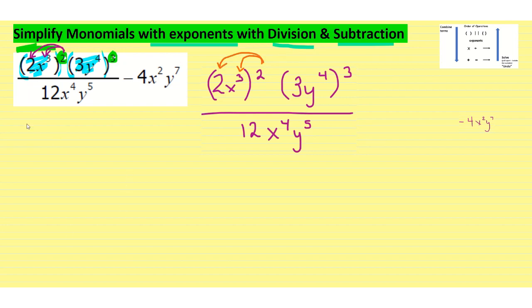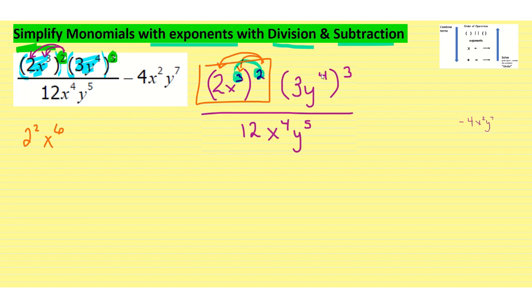So that means I'm actually going to rewrite that over here. I'm going to say 2 squared, and then when we have an exponent outside the parentheses, I'm going to multiply it times any powers inside the parentheses. So that means that I'm going to have x to the 3 times 2. So 3 times 2 is 6 power. Okay, so I've just taken care of that part of it.